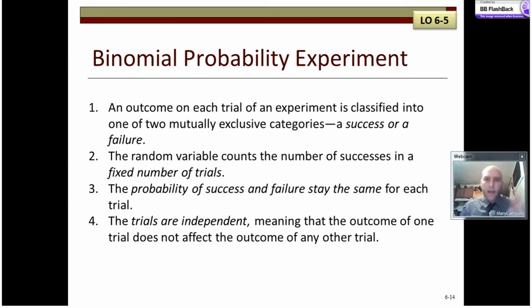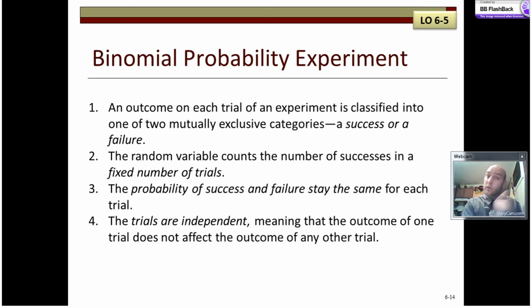In the first case, I had a fixed number of 2 trials. In the second example, I had a fixed 100 trials. The number of trials is important. We actually give that number a letter. We call it n for the count or number. Third, the probability of success and failure stay the same for each trial. Again, this goes back to independence. We are not drawing a king from the deck without replacing it. Nothing like that. Each specific trial has the same probability.